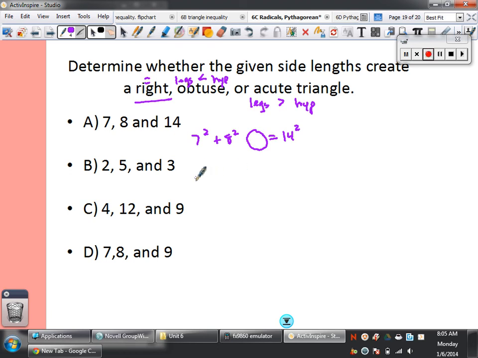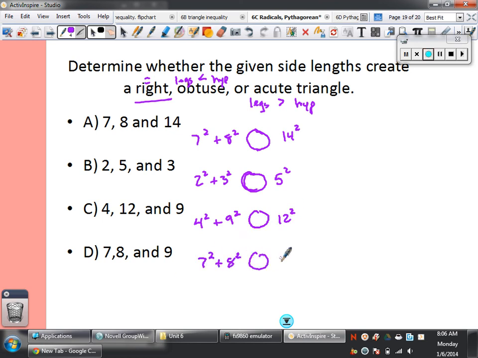So I'm going to do the setup for each of these, making sure that I add the two smaller sides. Put my circle, and then equal to, I don't know why I'm putting equal also. That doesn't make any sense. Ignore that. Okay, circle there, because we don't know if they're equal. That's what we're checking to find out. So 2 squared plus 3 squared, and then 5 squared, 4 squared plus 9 squared, and then 12 squared, and then 7 squared plus 8 squared, and 14 squared.